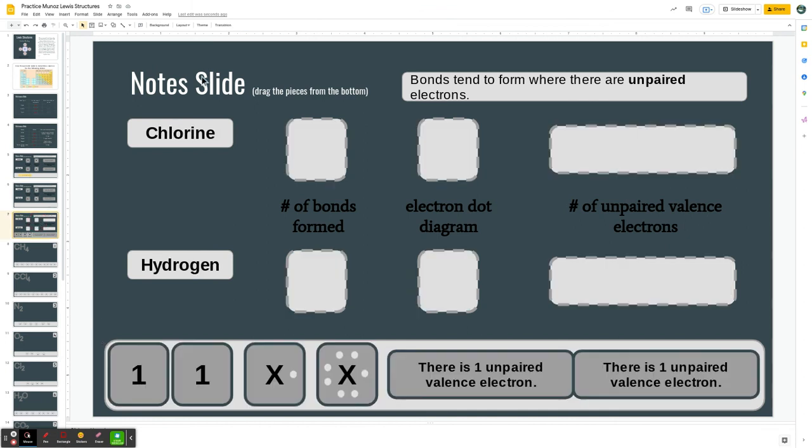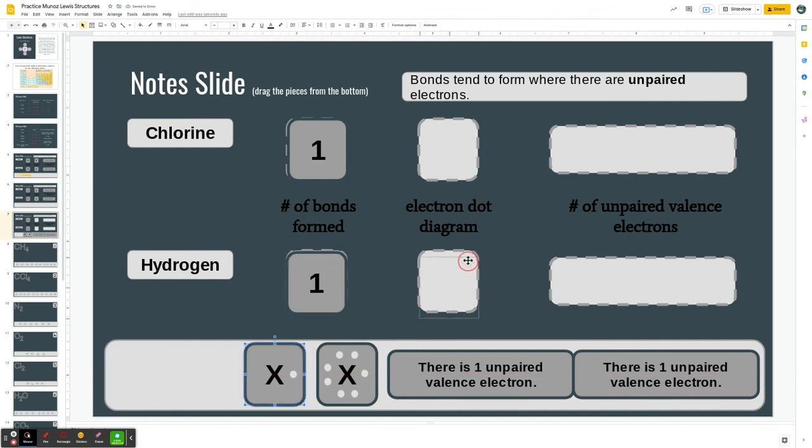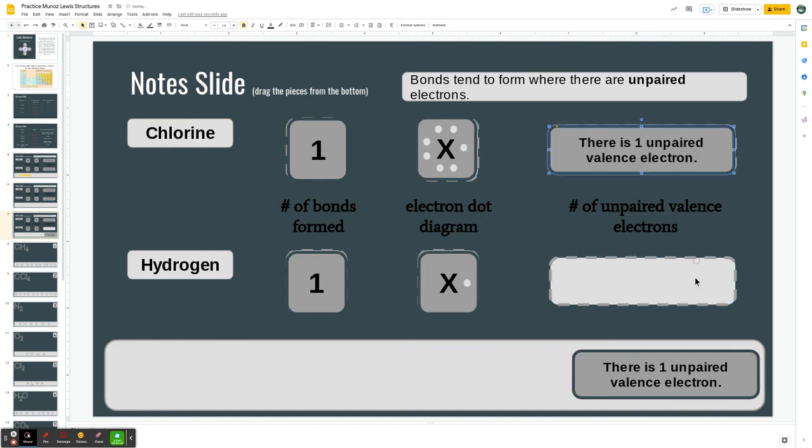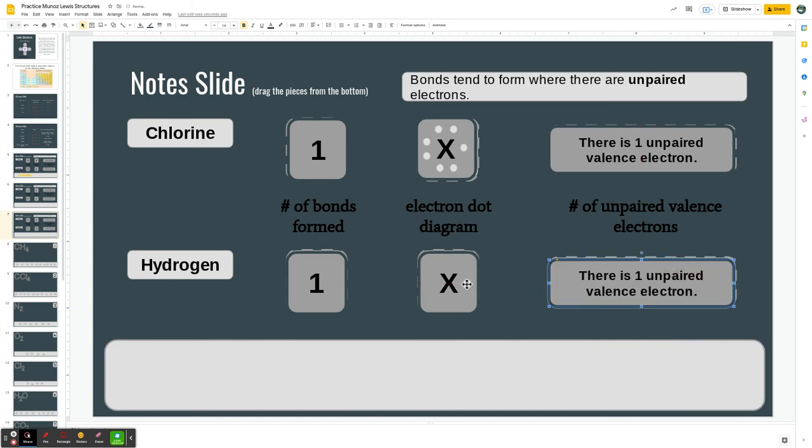And then chlorine and hydrogen each can make 1 bond. Hydrogen only has 1 valence. Chlorine looks like fluorine from the other slide. And they both have 1 unpaired electron. So hydrogen only has 1 electron total. Chlorine has these pairs of electrons, but just this 1 right here is where it will make a bond. And that is it for those slides.